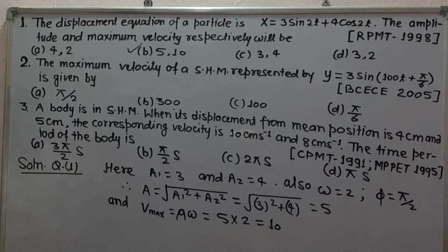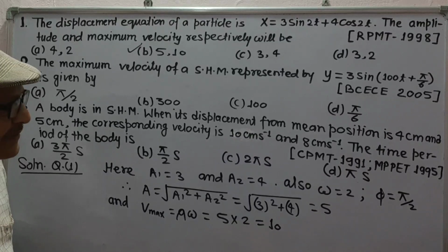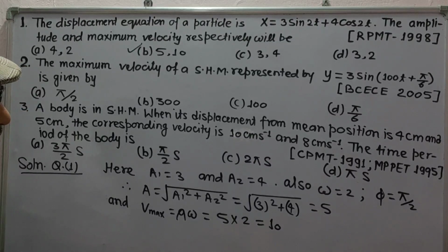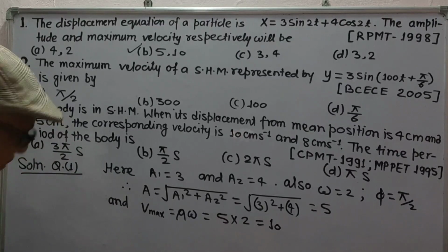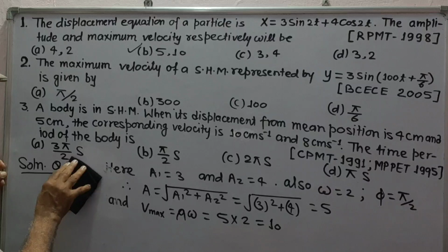Next, question number 2. The question is, the maximum velocity of a simple harmonic motion represented by y is equal to 3 sin (100t plus pi by 6) is given by, these are the options. Now solution to question 2.